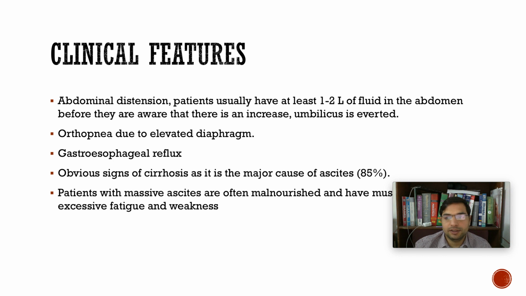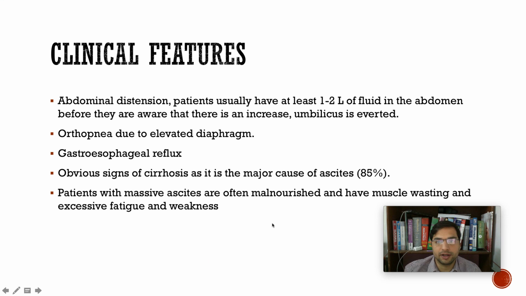Then the clinical features. The first, very obvious clinical feature is a distended abdomen, right? If the abdomen is distended, the umbilicus will become everted, it will come out like a pouch, like a balloon. Then second is orthopnea, because there is so much fluid in the abdomen that it elevates the diaphragm and the person has difficulty breathing. Also, because of the fluid below the diaphragm, it will lead to oozing of fluid through the diaphragm and directly into the pleural cavities, causing pleural effusion.